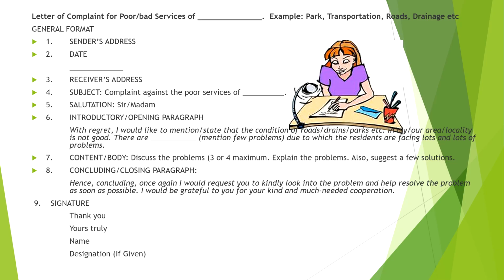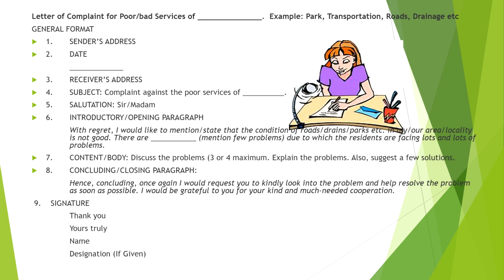But there's a difference now. In this letter of complaint for poor or bad services of any facility which we are enjoying, we write thank you. So let's discuss the general form. The same: sender's address, date, receiver's address. Then the subject is complaint. Again, it starts with complaint against the poor services of dash.